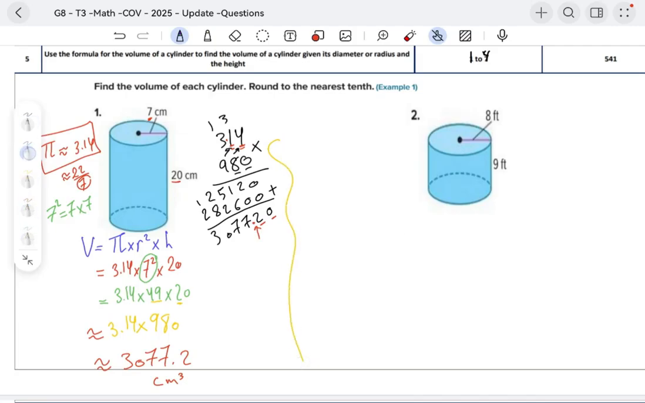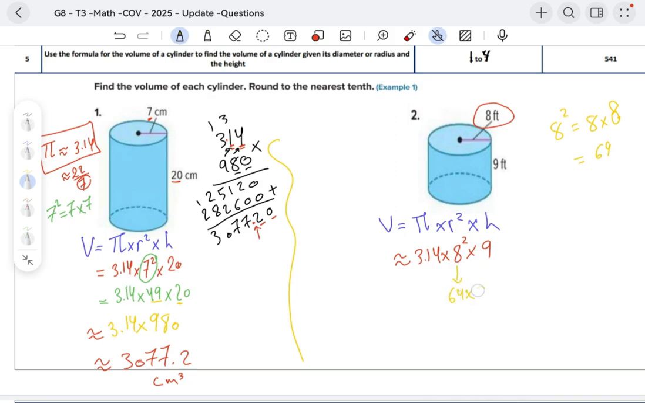Let's go for the second question. We're going to do the same steps. First step is to write the formula. The volume of the cylinder is pi times the radius square times the height. The approximate value for pi is 3.14, and the radius here is 8. So 8 squared times the height, which is 9. 8 squared is 8 times 8, which is 64. So here it's 64 times 9 times 3.14.